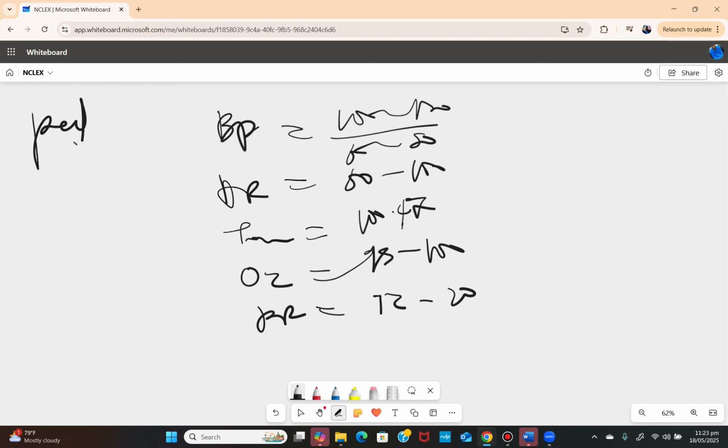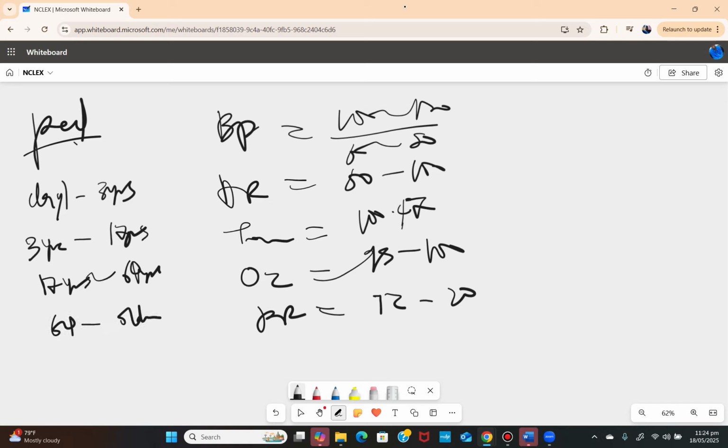Now you need to know pediatric vital signs. It's on the NCLEX as well. Let me just write it like this. Day 1 to 3 years, then 3 years to 17 years, 17 years to 64 years, and then 64 and older. You need to know vital signs for this, for this, for this, for this. That's how the NCLEX works.